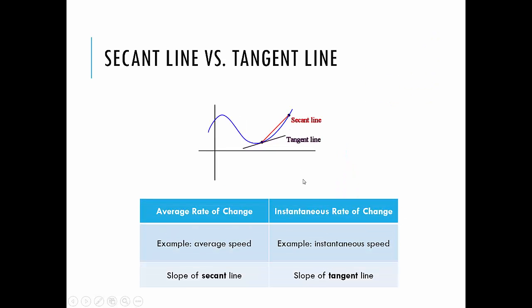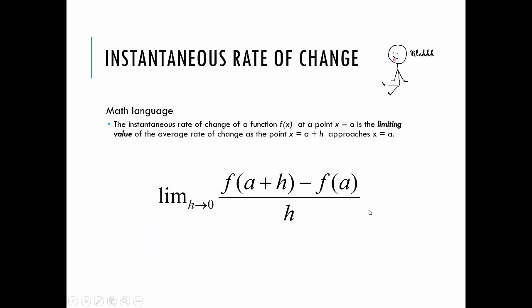So a secant line is our average rate of change. We can get average speed. That gives us the slope of the secant line. The tangent line, the slope of the tangent line, gives me my instantaneous rate of change. Okay, so that's my, for example, instantaneous speed.